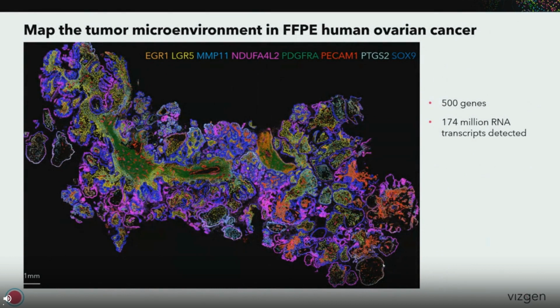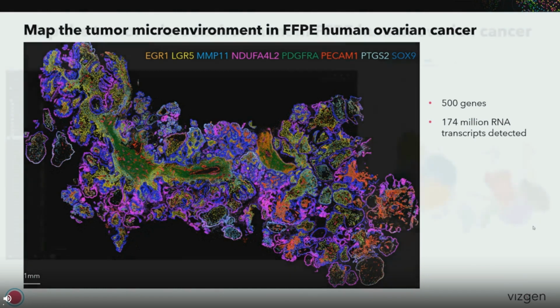So having established the performance of MERSCOPE in different samples, in the next few slides, I'm going to showcase a couple of studies that were performed in FFPE samples. The first one is to map the tumor microenvironment in FFPE human ovarian cancer. This was done using a panel of 500 genes, and in this single slide, I'm highlighting only 8 genes. In this measurement, we were able to detect 174 million RNA transcripts. And hopefully you can really see the beautiful spatial distribution of these 8 selected genes here.